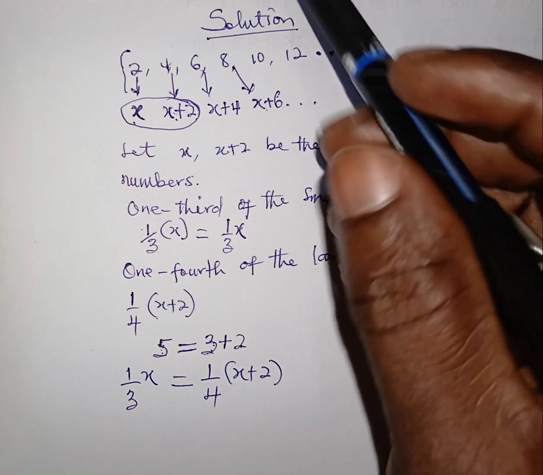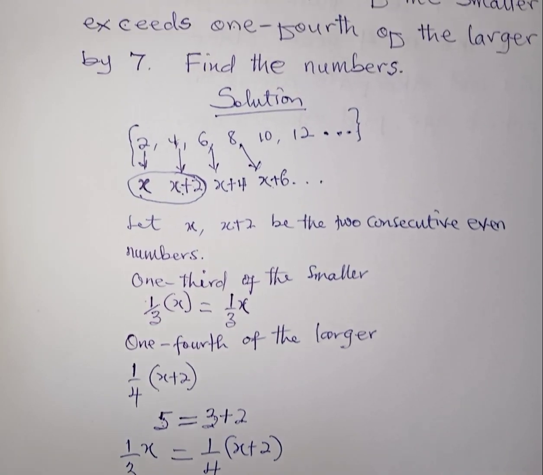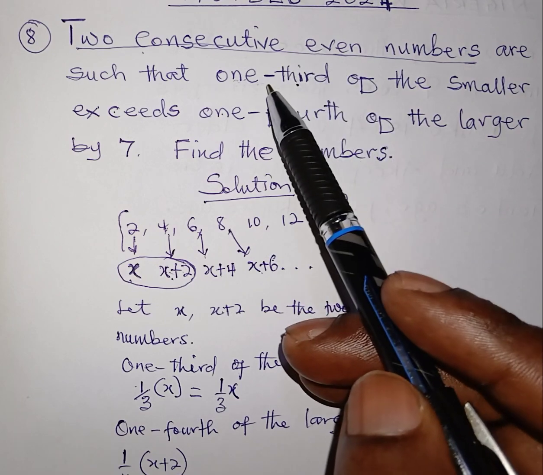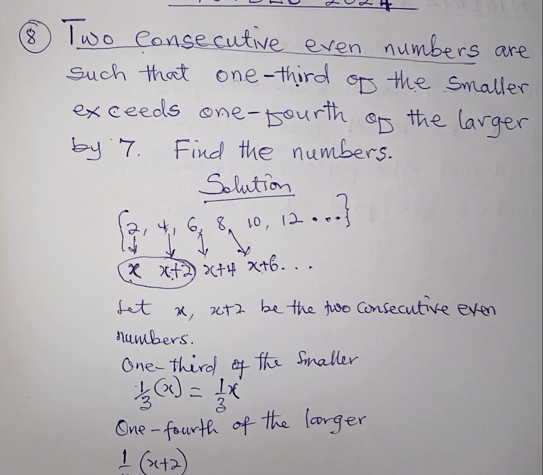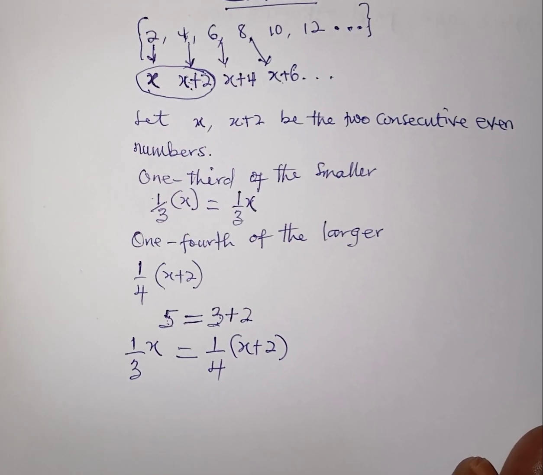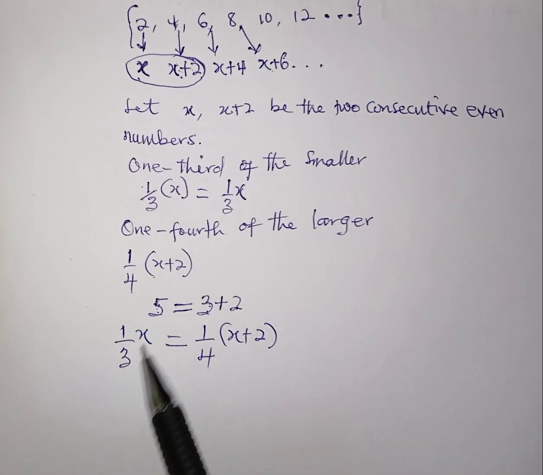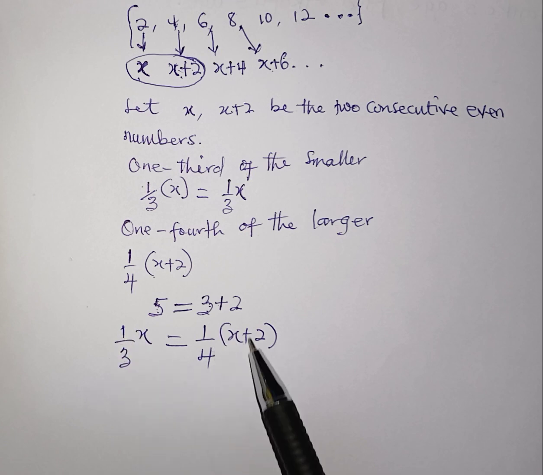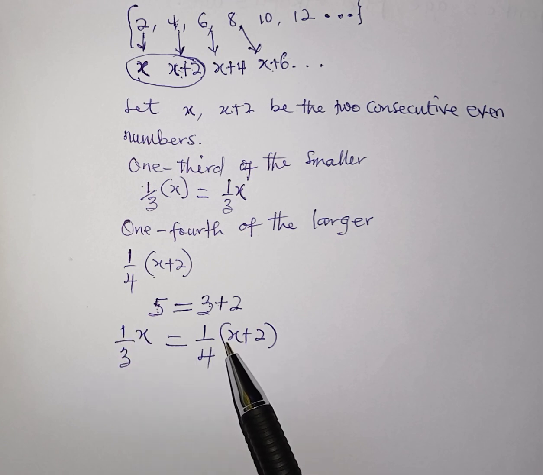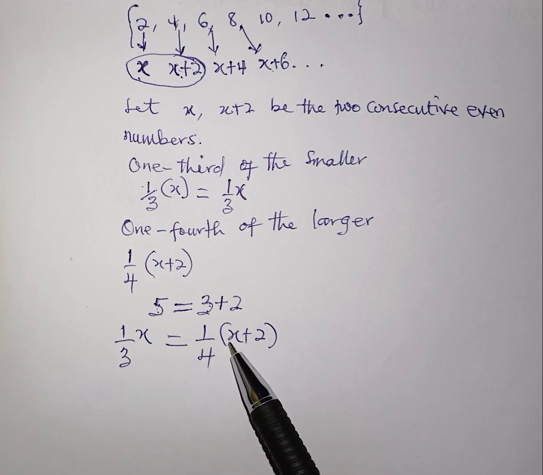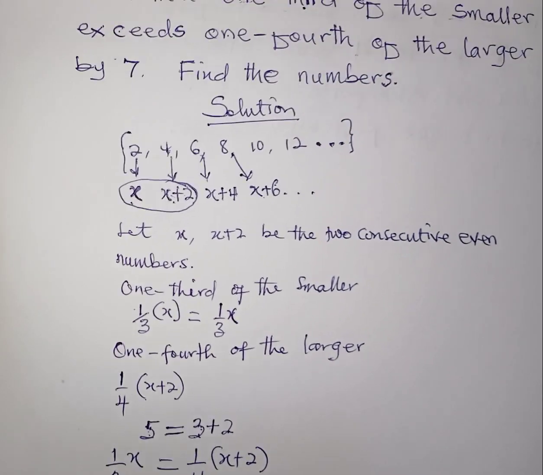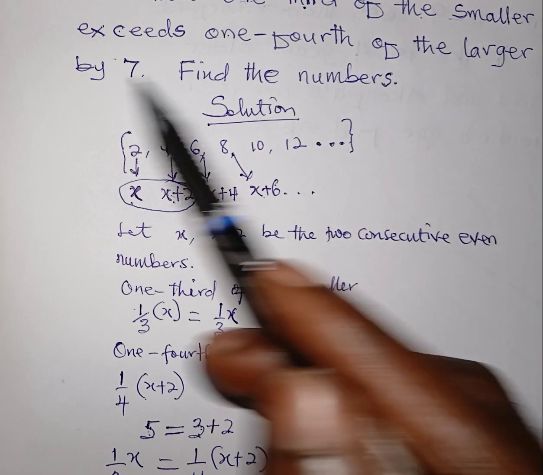Good. We are saying that 1/3 of the smaller exceeds 1/4. So if it exceeds the 1/4, meaning that this one is greater than this, it is more than that. But how much? How much does the 1/3, the smaller, exceed the 1/4, the larger? And it is given in the question as by 7.